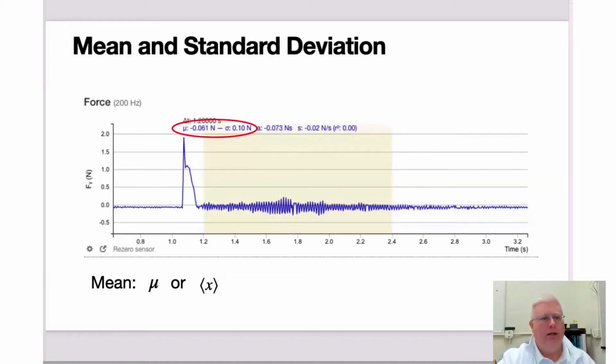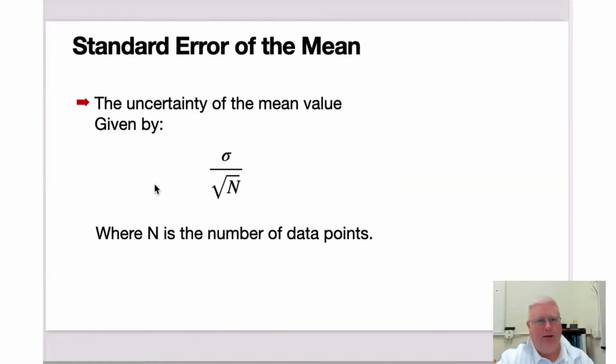The other thing we're going to need to know is the standard error of the mean. It tells us the uncertainty of that mean value. To get it, we'll take that sigma, the standard deviation, and divide it by the square root of the number of data points that we collect. In order to do that, we're going to have to export a spreadsheet.